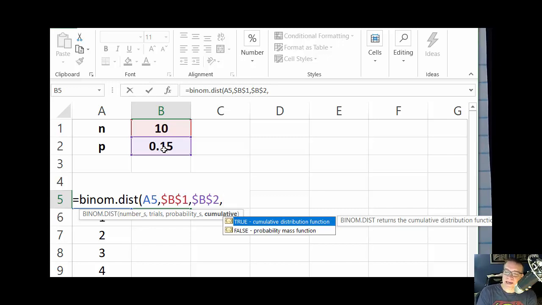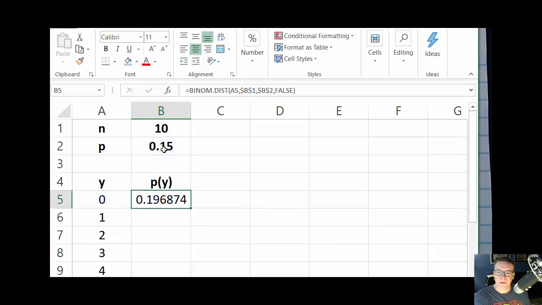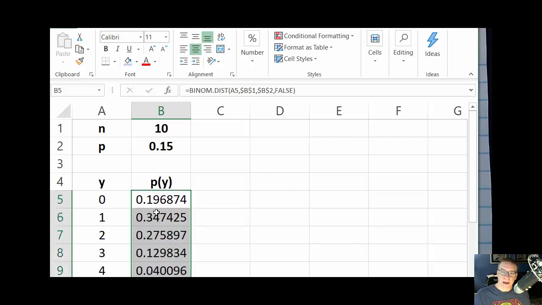And now I've got the cumulative. What it's asking for here is whether I want to do this just looking at that one value that I put in for my successes, or whether I want to find the probability of everything up to and including that, whether I want that to be cumulative. Well, in this case, I just want it to be that one value. So I'm going to put in false and press enter. So what this is doing is it is looking at the value over here in A5, it's looking at the value of n and p, and it's calculating the binomial probability for that. And I'm going to copy that all the way down.